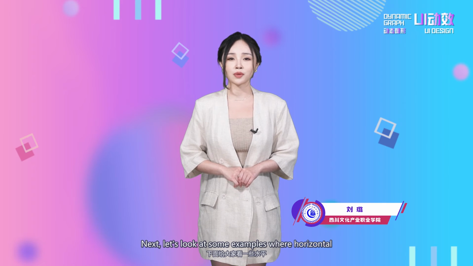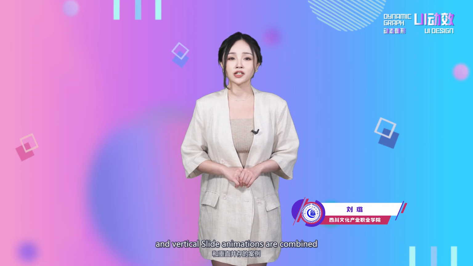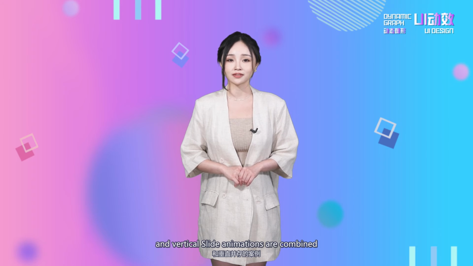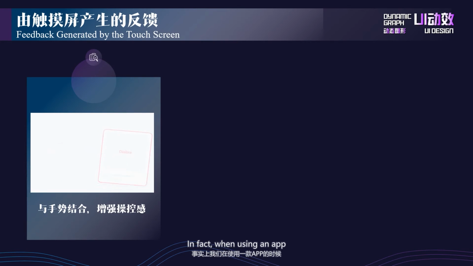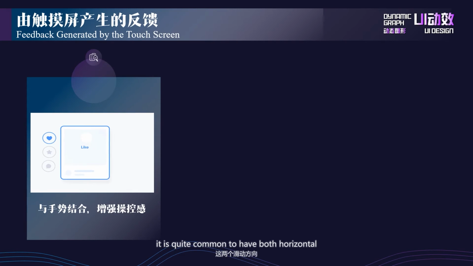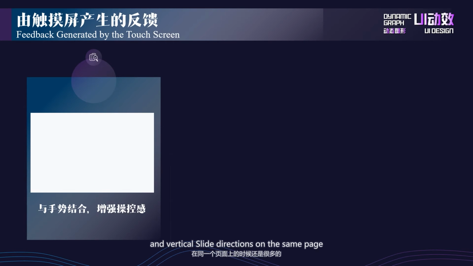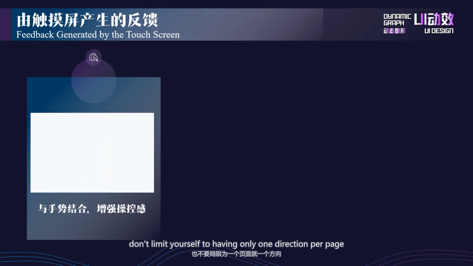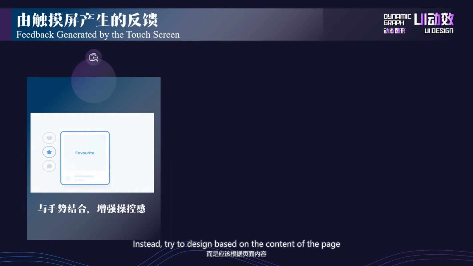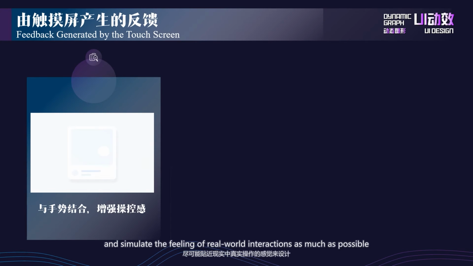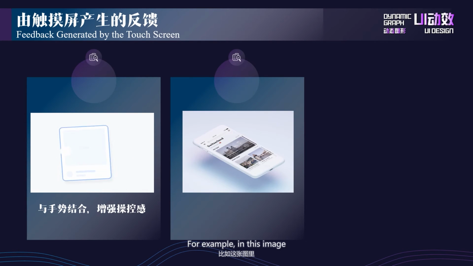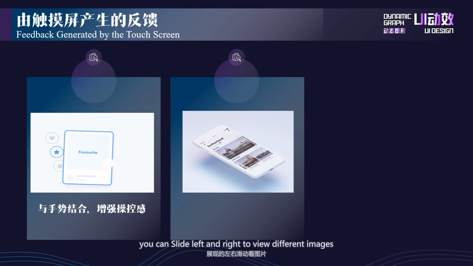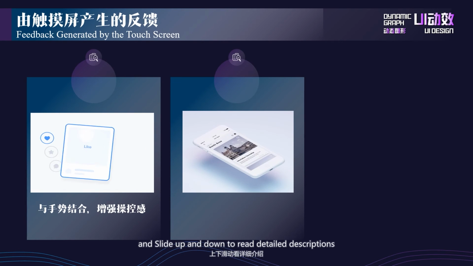Next, let's look at some examples where horizontal and vertical slide animation are combined. In fact, when using an app, it is quite common to have both horizontal and vertical slide directions on the same page. So when designing, don't limit yourself to having only one direction per page. Instead, try to design based on the content of the page and simulate the feeling of real-world interactions as much as possible. For example, in this image, you can slide left and right to view different images and slide up and down to read detailed descriptions.